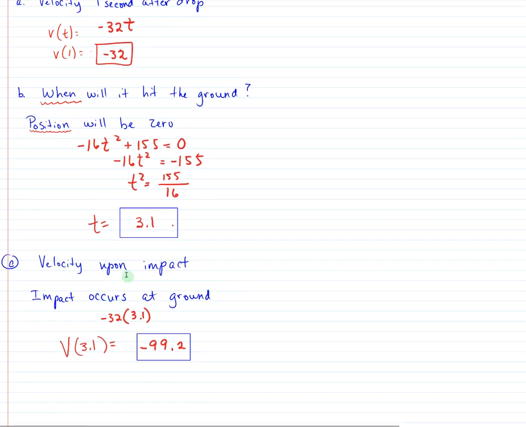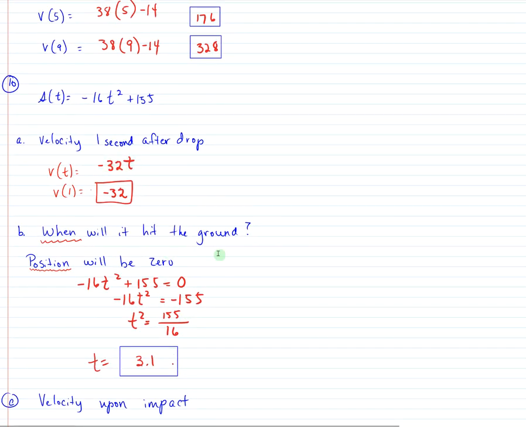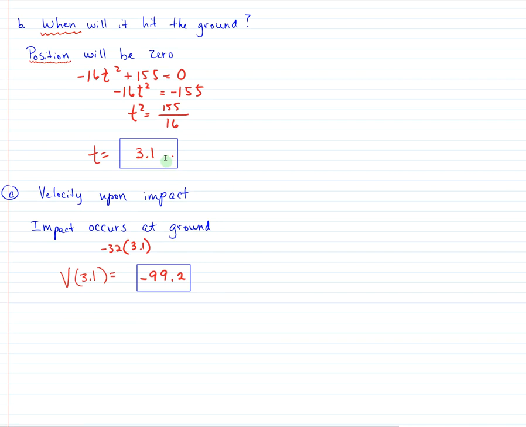What is the velocity upon impact? Well, impact occurs when you hit the ground. So remember, our velocity was -32t, and we know we're going to hit the ground at 3.1. So we're going to have -32 times 3.1. So v of 3.1 is -99.2. And that will be the answer to that.